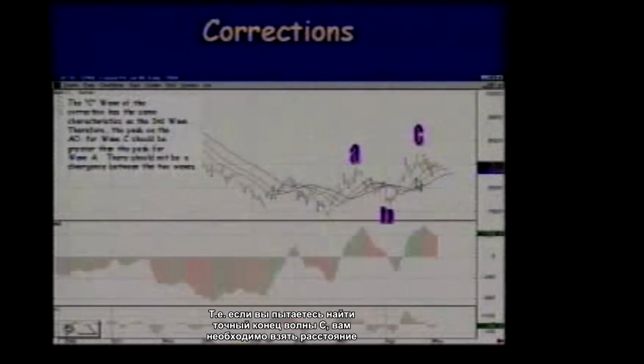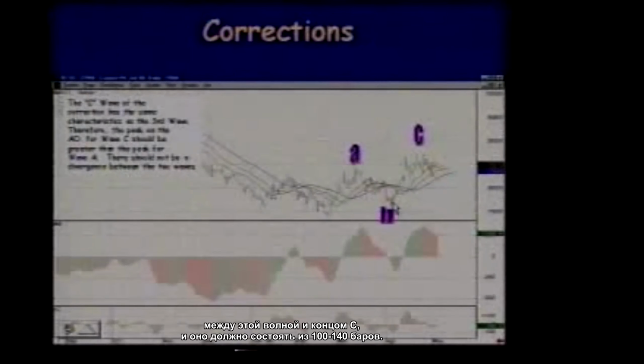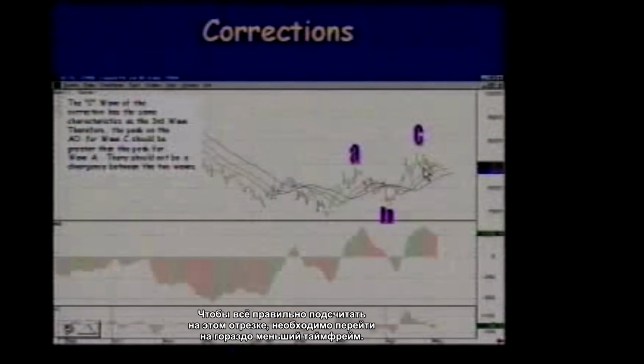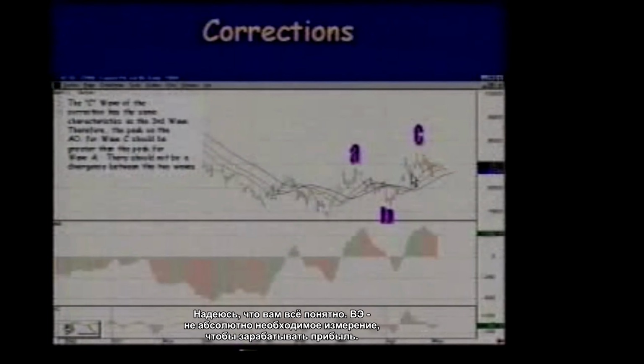So if you were trying to find the exact end of this C wave here, what you would have to do is get the distance between this wave and the end of C, and it must contain 100 to 140 bars. So anything you counted inside this wave here would be totally inaccurate until you went to a much, much smaller time frame. Hopefully that makes all kind of sense to you.